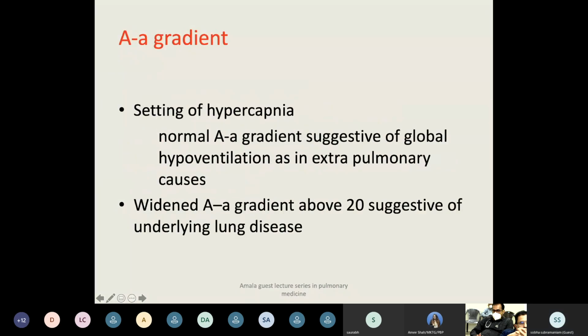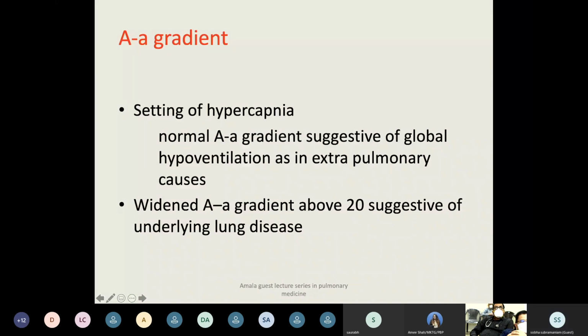It can vary. And in a setting of hypercapnic respiratory failure, a normal AA gradient suggests global hypoventilation. For example, as in extrapulmonary cases like neurological or muscular causes, the pathology is not in the lungs, it is outside the lungs. Okay, global hypoventilation. Whereas a widened AA gradient above 20 is suggestive of an underlying lung disease like pneumonia or pulmonary edema.